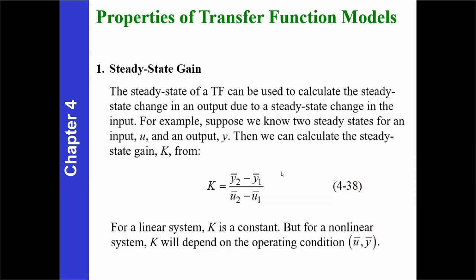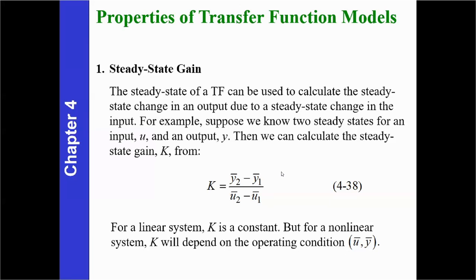First, we look into the steady state gain. The steady state gain of a transfer function can be used to calculate the steady state change in an output due to a steady state change in the input. For example, suppose we know two steady states for an input u and an output y. Then we can calculate the steady state gain K from this equation: K equals y2 bar minus y1 bar over u2 bar minus u1 bar. So this is the steady state gain K for this transfer function.